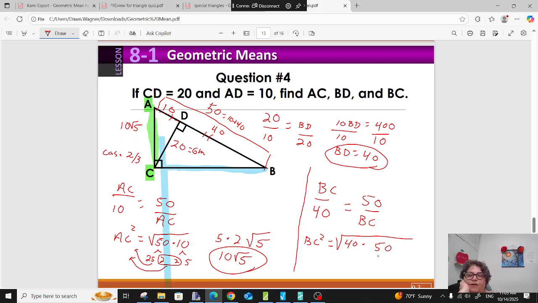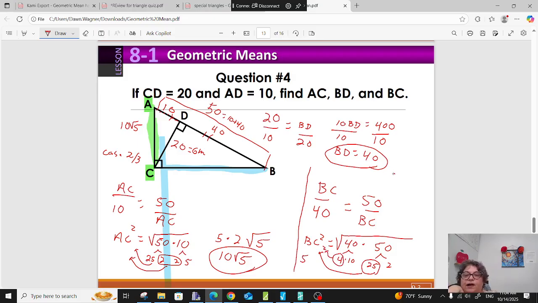So BC squared has to equal the square root of 40 times 50. Is there a perfect square that goes into 40? 4 times 10. Is there a perfect square that goes into 10 or into 50? 25 and 2. So I'm going to break it apart because I think I'll lose people if I do it all at once. What's the square root of 25? That comes out. What's the square root of 4? That comes out as 2.